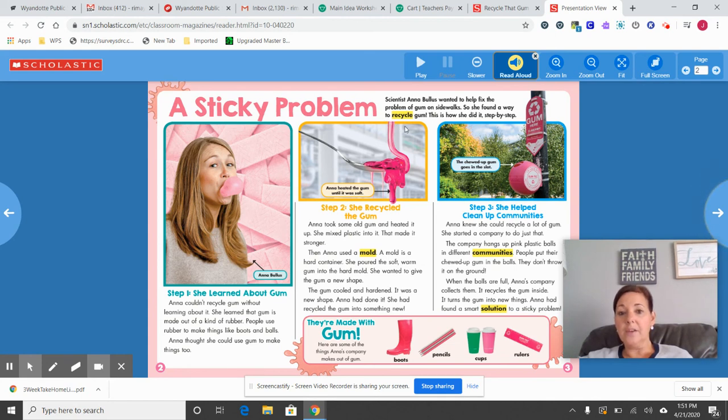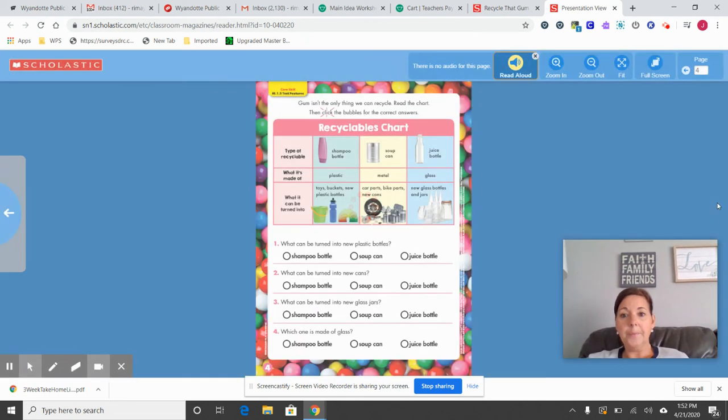Okay, so as you see, we finished the story, and up top we see our vocabulary words. We have recycle, mold, communities, and solution. And we know those are our words because they are a different color. They're bold and yellow. So then we're going to click onto the next page.